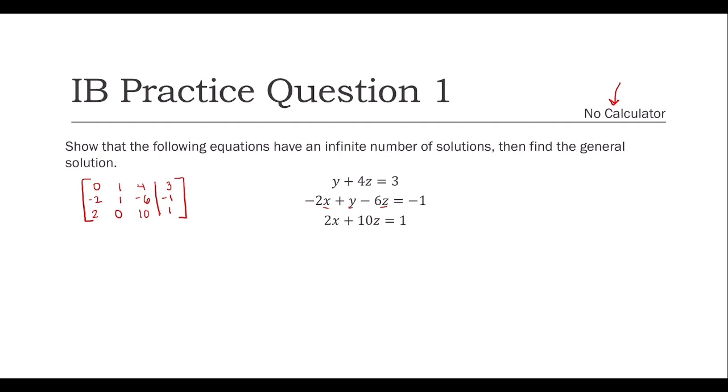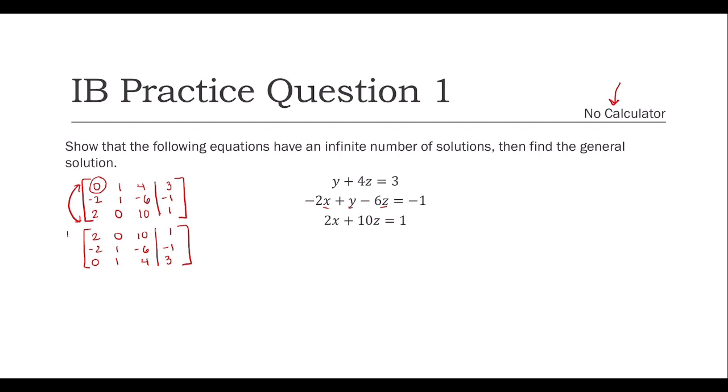So we want to have a 1 in this first position. So we're going to start by just swapping our first and third rows just so that we have a number in our first position. And the reason I chose the third row is because there's a 0 in the second spot, so that'll be nice that there's already a 0. So we have 2, 0, 10, 1, negative 2, 1, negative 6, negative 1, 0, 1, 4, 3.